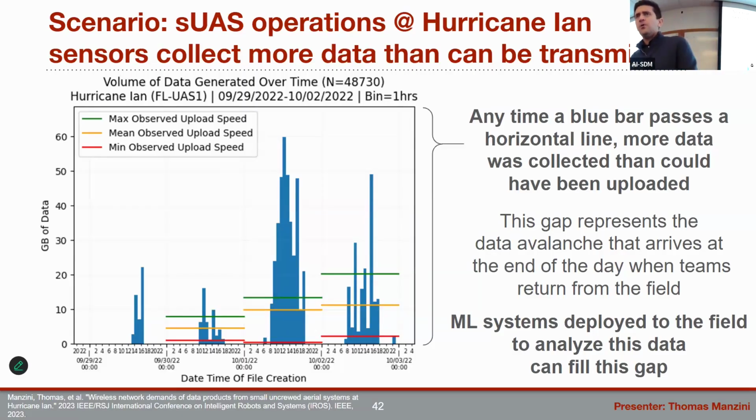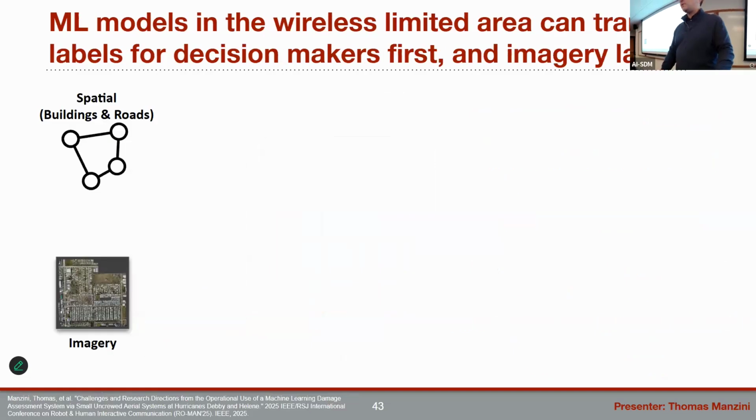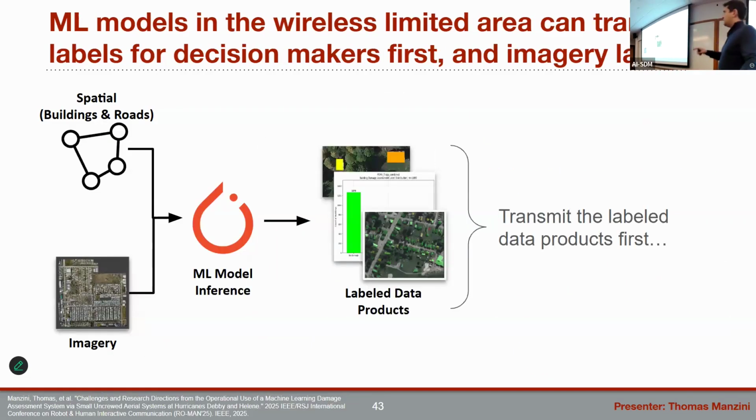So one of the reasons why we wanted to focus on drone imagery early on is because of this wireless limitation. We thought that if we could run models in the wireless denied environment, we could send the model outputs, which are typically smaller, over whatever wireless data happens to exist to practitioners, and then they would get the full imagery eventually. So that's what this product is.